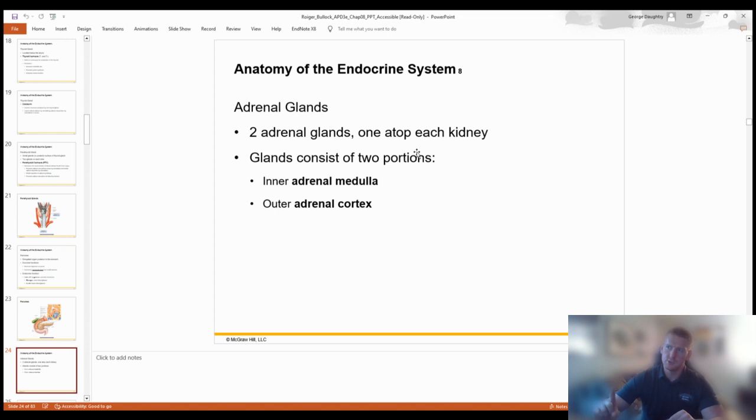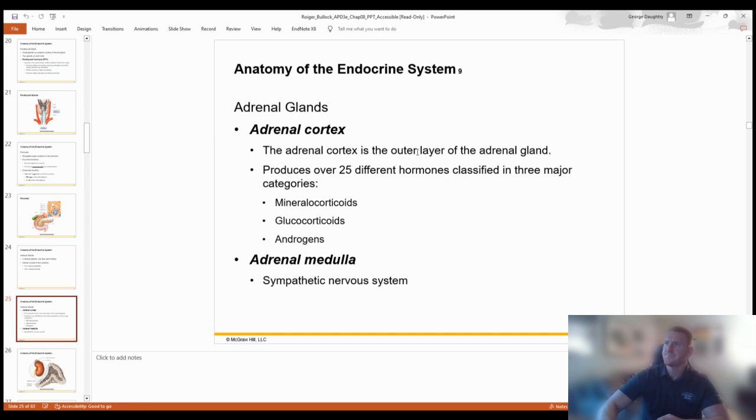of two portions. Okay, we have the inner portion of the adrenal, and of course the outer portion of the adrenal. Inner portion is the adrenal medulla, and the outer portion is called the adrenal cortex, right? So I don't really have any tricks on how to memorize that, but you've just got to remember the two. Internal is medulla, external is the cortex, okay? All right.